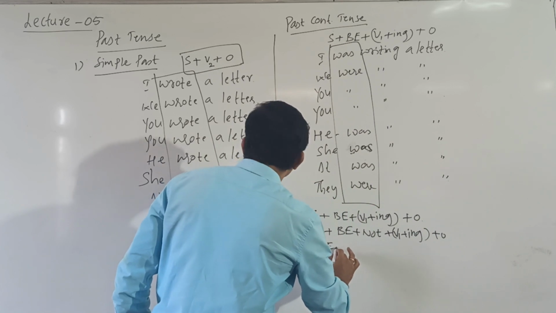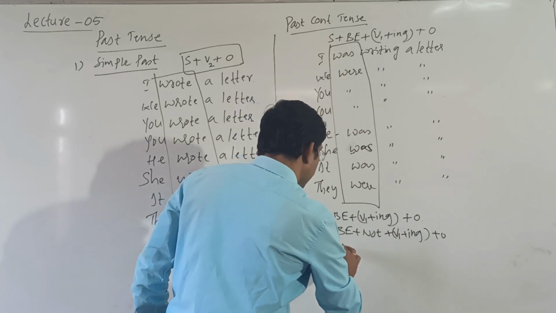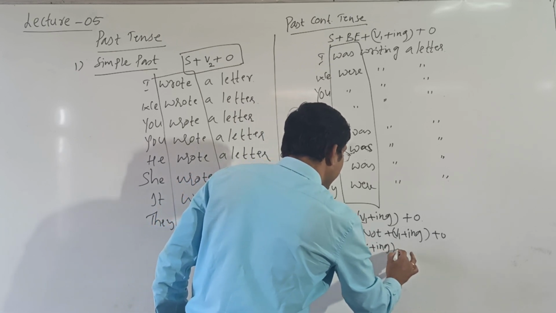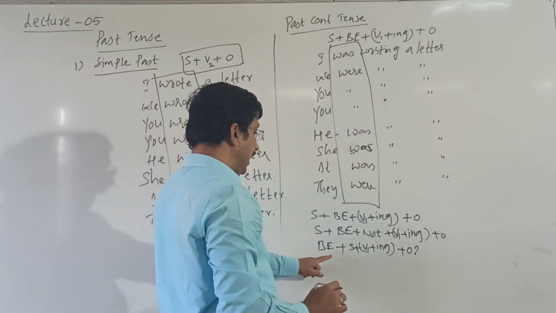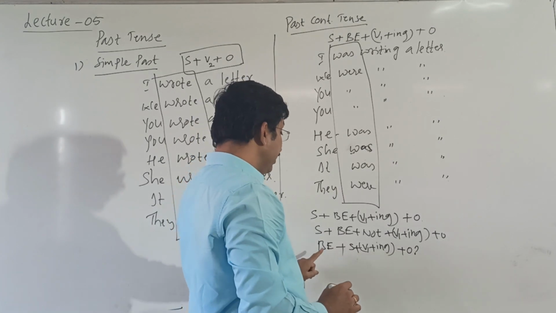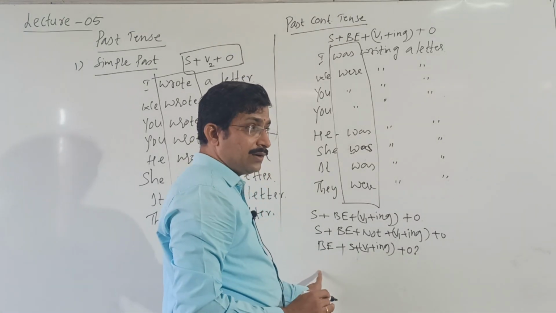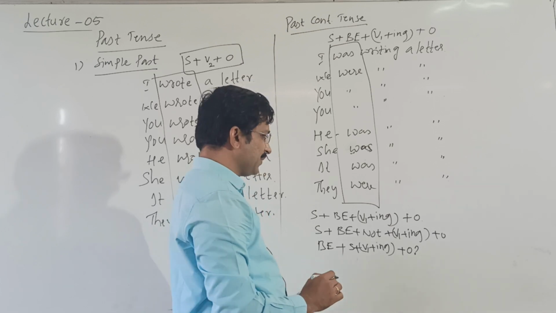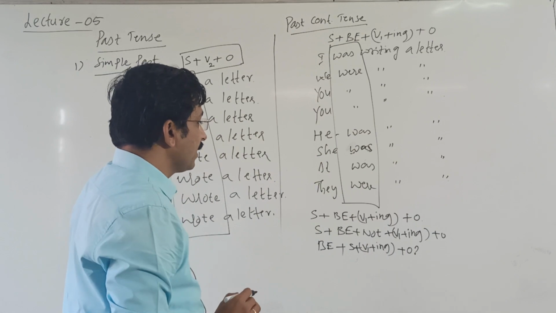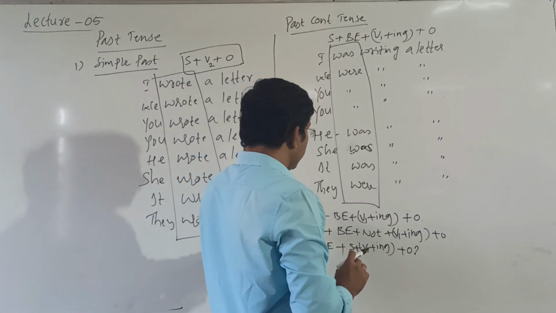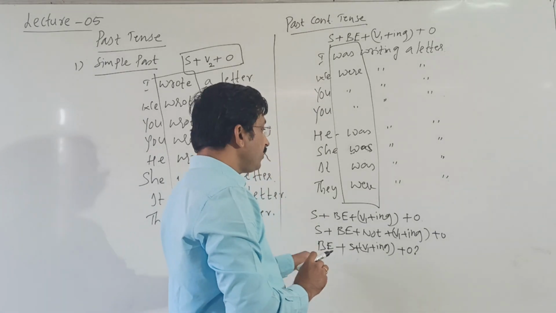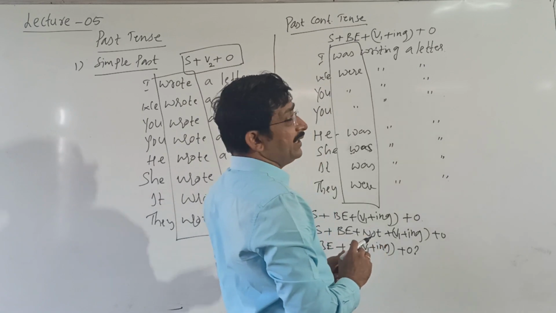Interrogative: be plus S plus V1 plus ing plus object. Was I, were we, was he, was it, like this. So here is a positive, a negative, and an interrogative sentence. So that is past continuous tense.